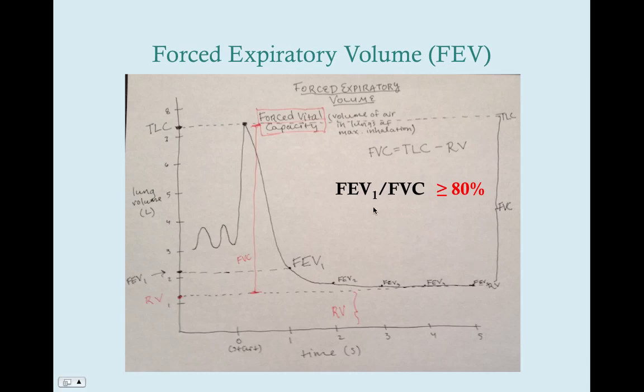Now, the FEV1, the amount that you can breathe out in 1 second, divided by your FVC, which is your forced vital capacity, the total amount that you can breathe out from your total lung capacity to where you hit your residual volume, when you can't breathe out anymore. When you divide those two, FEV1 over FVC, that number should be greater than 80%. If it's less than 80%, then it's likely that the patient's respiratory problems are an obstructive problem. And obstructive lung diseases, as you probably know, include COPD and asthma.